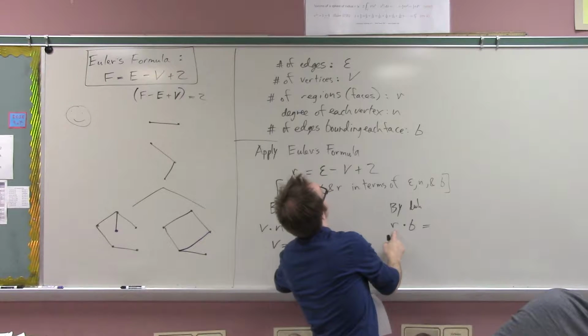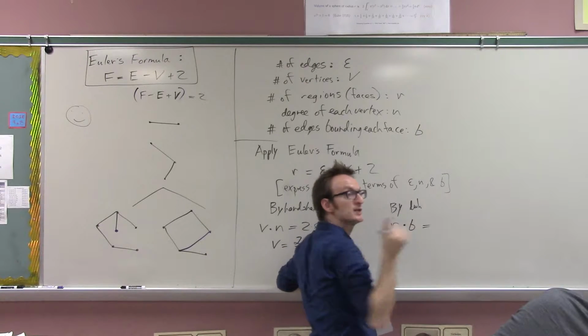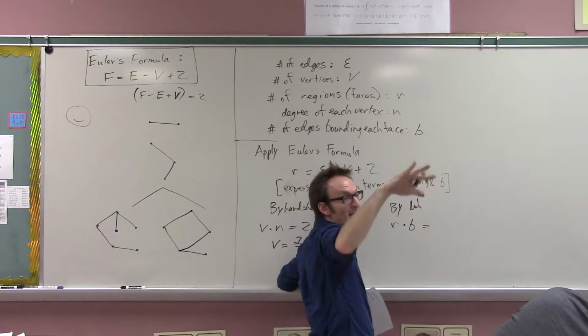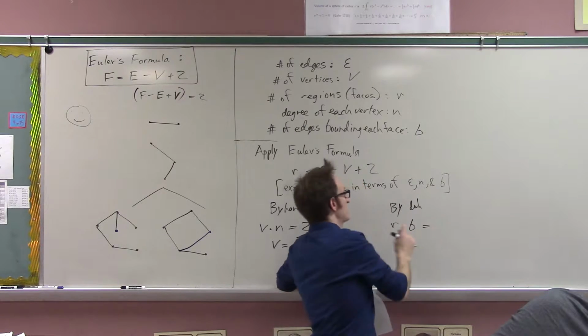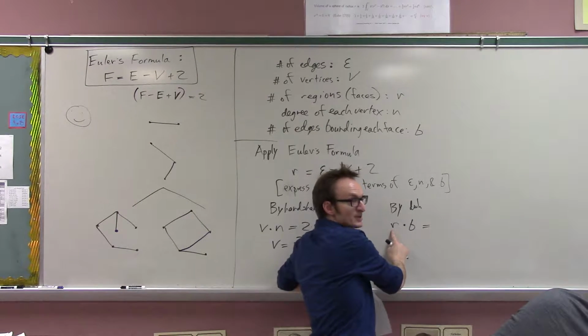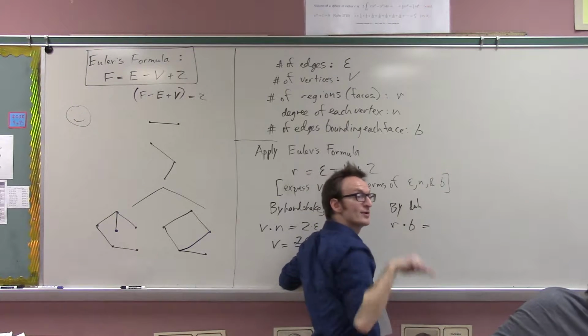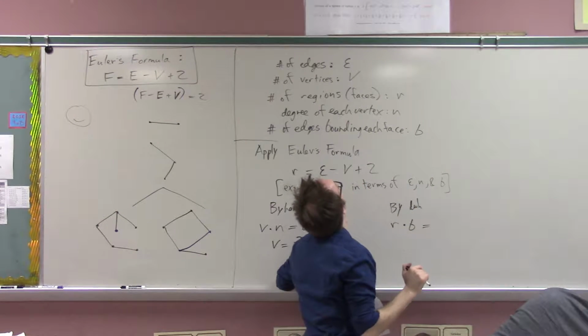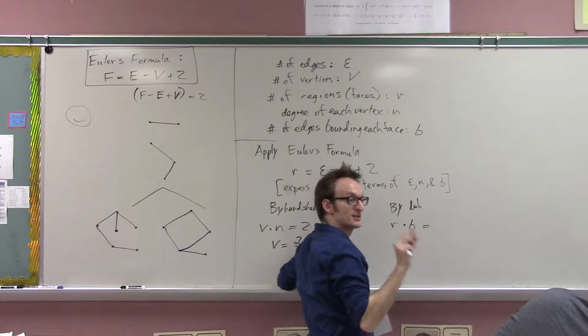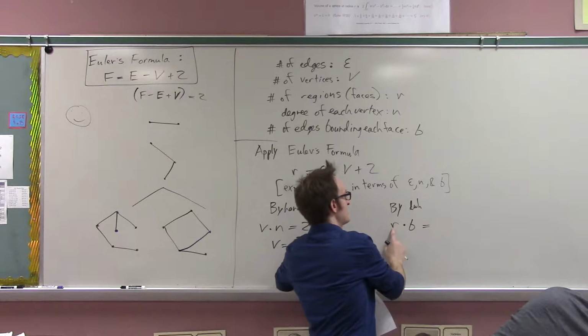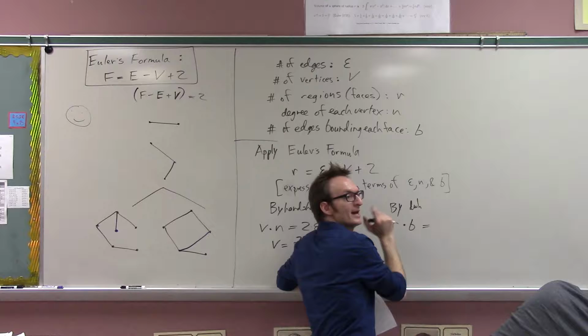So R represents the number of faces. Like a dodecahedron is made up of 12 pentagons, right? So if I take the number of faces, which in the dodecahedron case would be 12, times B, the number of vertices on the edge of each, or number of edges bounding it, so that's 5, right? So if I multiply the number of faces times 5, what do I end up with?